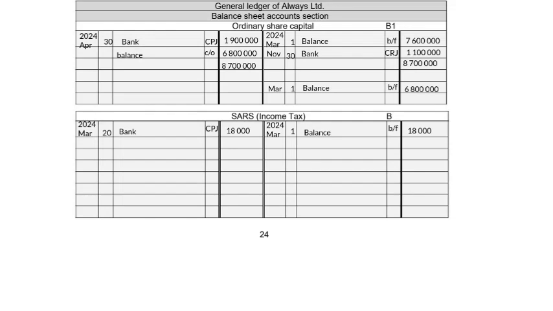Then on August the 31st, we made a provisional tax payment of 250,000 Rand. So August 31. We will write bank. Also the cash payments journal. 250,000.